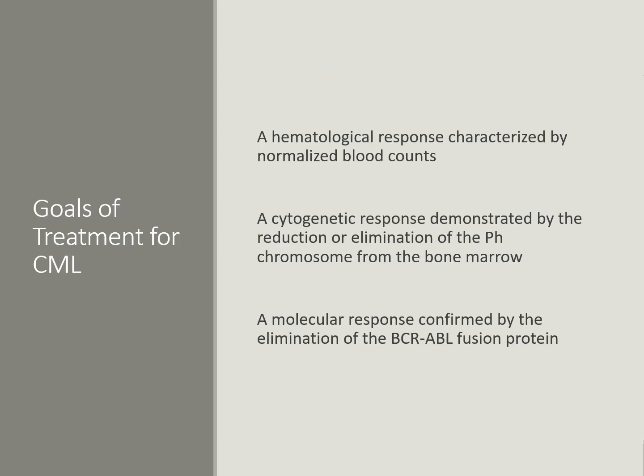So, goals of treatment for CML. So we want to see a hematological response that looks like normalized blood counts. So when we take a CBC, we want to see those blood cells normalize. We also want to see what we call a cytogenetic response. In patients with CML, we see the presence of something called a Ph chromosome in the bone marrow. And so if our treatment for CML is working, we would see a reduction or elimination in that Ph chromosome.